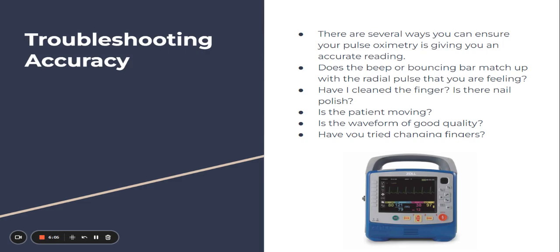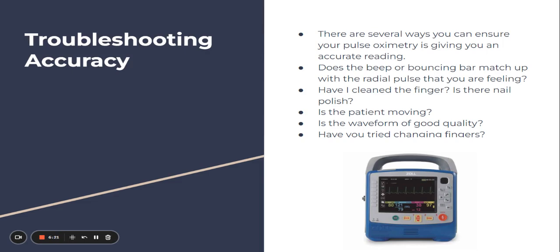Avoid any movement. If the patient is moving their fingers or they're shaking, trembling, that will affect the accuracy. If they have nail polish too, because the light cannot go through the nail polish as efficiently, that too can affect the readings.